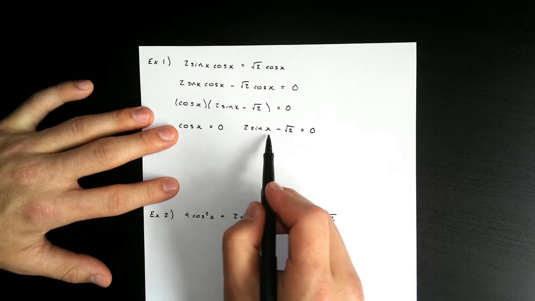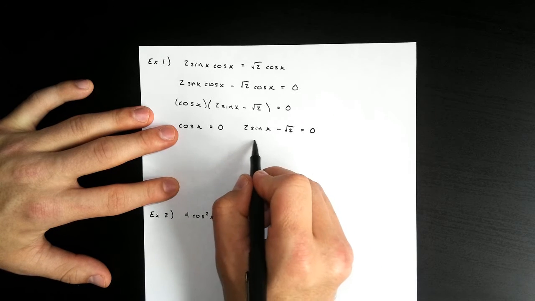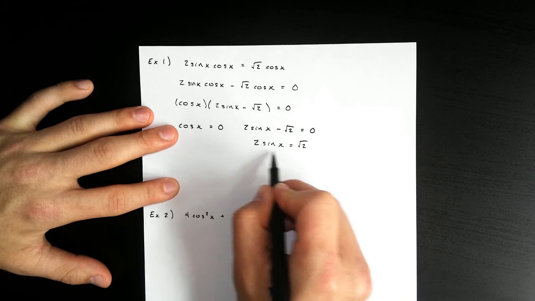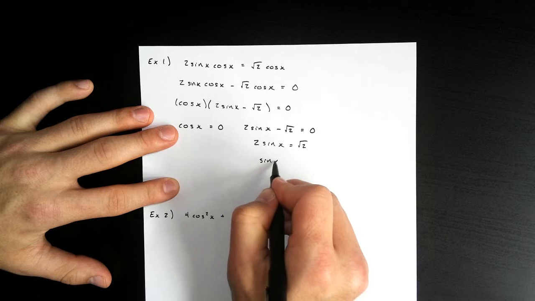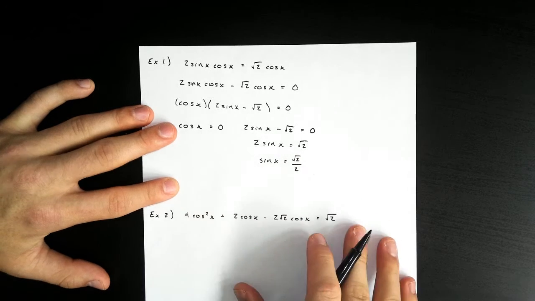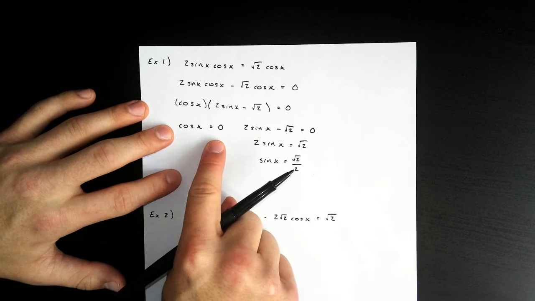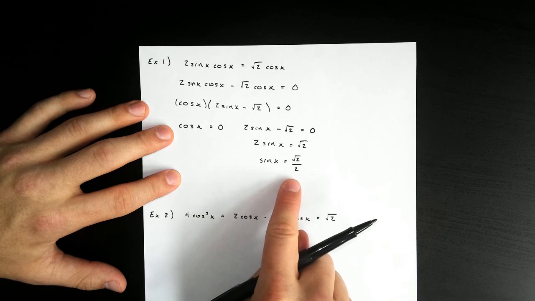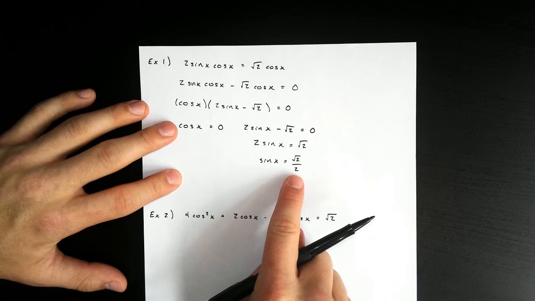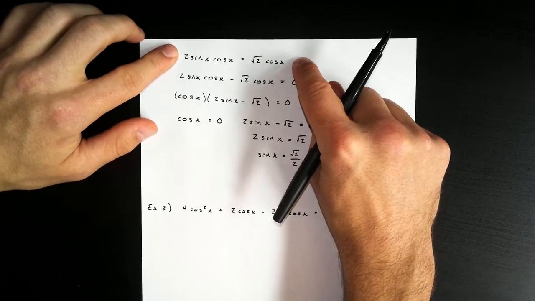So here's the big idea again. We want to isolate the sine of x. So we'll add the square root of 2 to both sides. And then to finish isolating, we'll divide both sides by 2. Okay, so now we have 2 possibilities here. So the cosine of x is equal to 0, or the sine of x is equal to the square root of 2 over 2. The solutions to these 2 equations will give us the solution to our original.